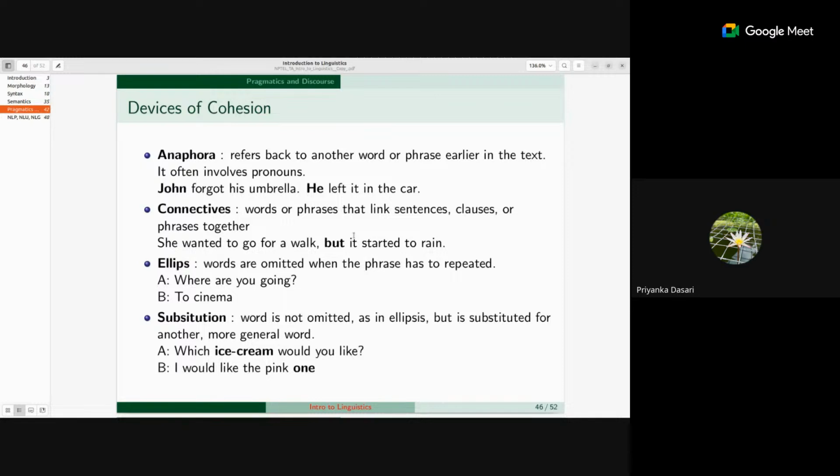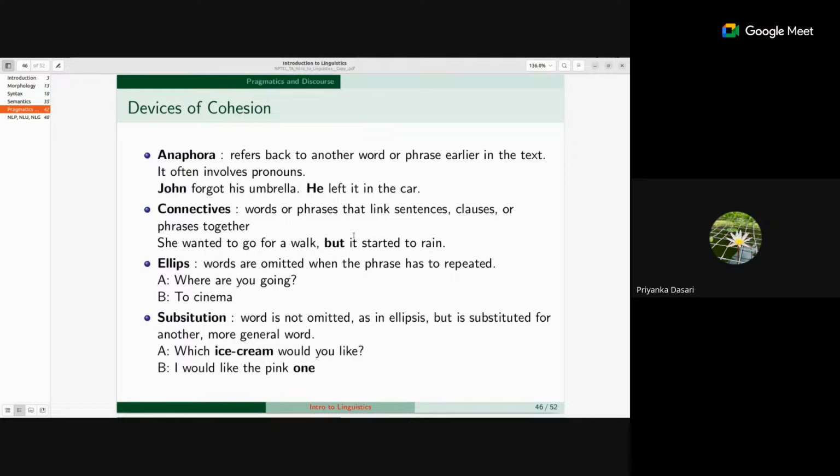Connectives are basically the conjunctions which connect two words or phrases in a sentence, or link sentences as well. And ellipsis, already discussed, is where words are omitted when the phrase can be omitted, like "Where are you going?" "To the cinema." It's enough, we are giving limited information. We are just omitting because we are getting the information from the context, like from the earlier utterances.